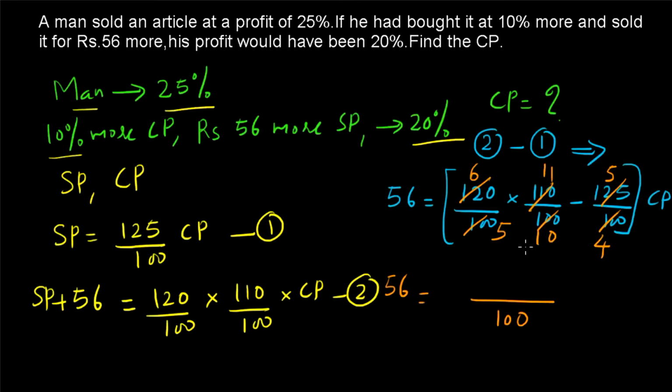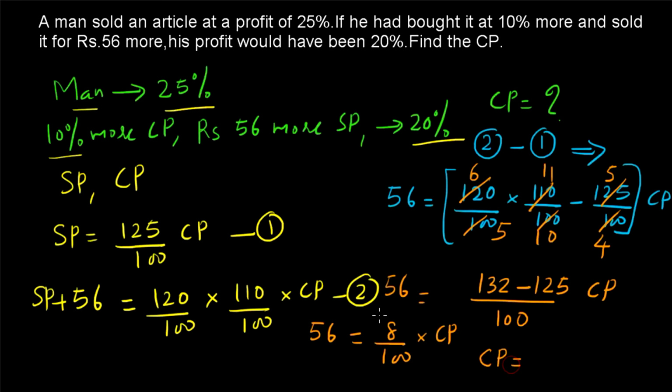So 11 into 6 is 66. 66 into 2 is equal to 132 minus 25 into 5 is equal to 125, into cost price. So 56 is equal to 7 by 100 into cost price. So our final answer will be rupees 800. So our cost price is rupees 800.